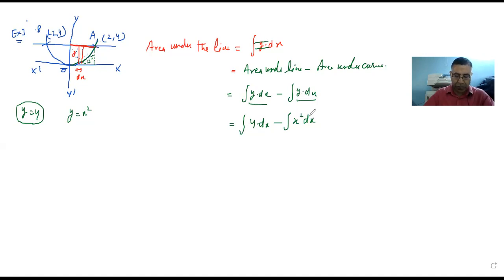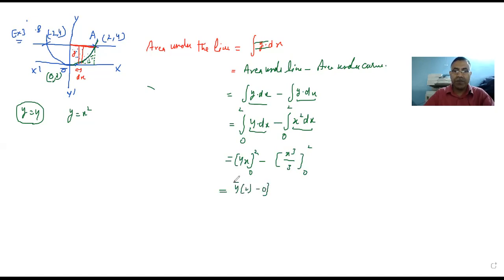Now the limit of x is going from 0 to 2, because if I will go from here, this is 0 and 0, x to this, because the entire things are in x. So the limit we will use is 0 to 2. X is going from 0 to 2. So this is 4x from 0 to 2 minus x cube upon 3 from 0 to 2. So this is equal to 4 into 2 minus 0, minus 8 by 3 minus 0.